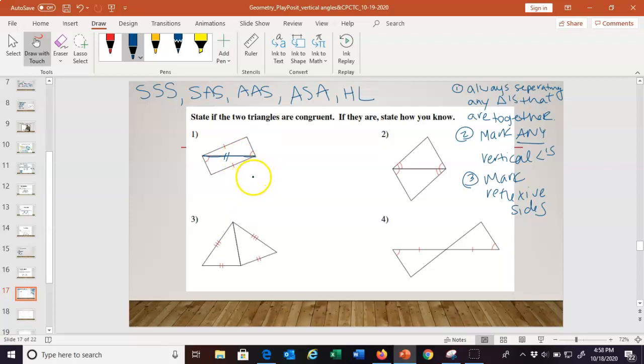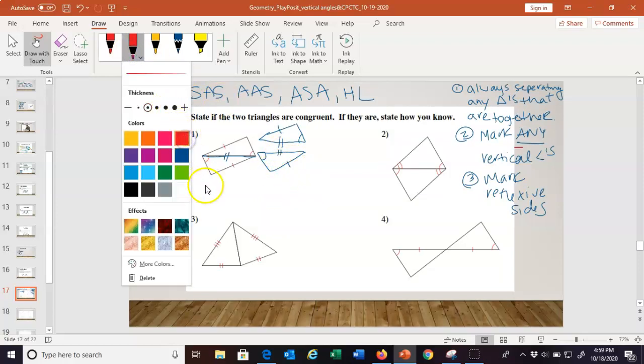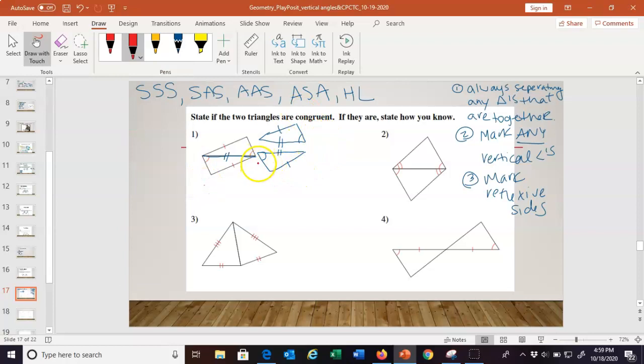So now let's split up the triangle. And take the markings with it. Whatever markings were in the picture, take them with it. There we go. Now, I like to label, I think it helps. Let's label what we have. We have an angle, a side, side, and we have an angle, side, side.